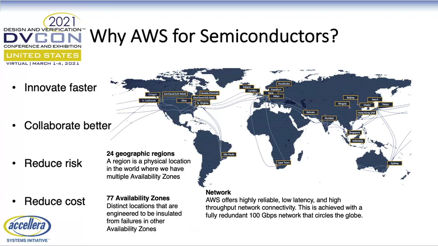As I mentioned, AWS offers a highly reliable, low latency, high throughput network that enables this connectivity around the globe with a fully redundant 100 gigabits per second network.